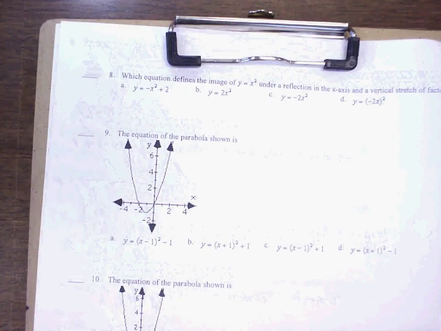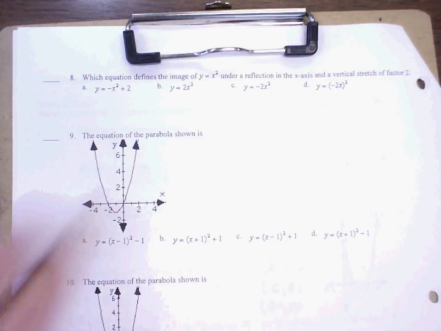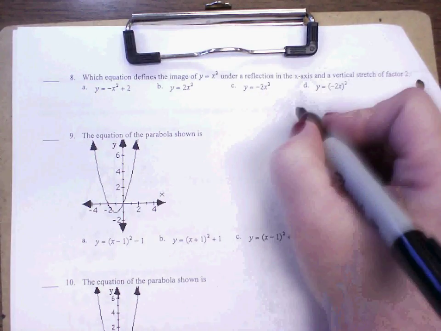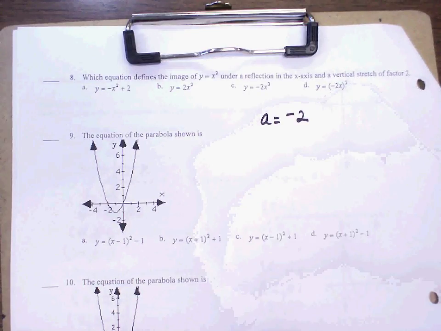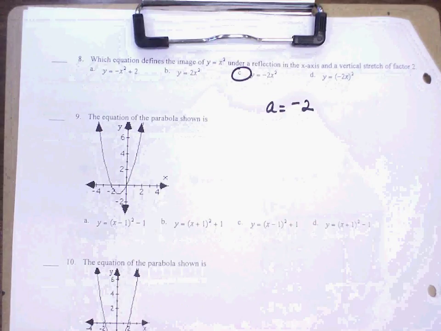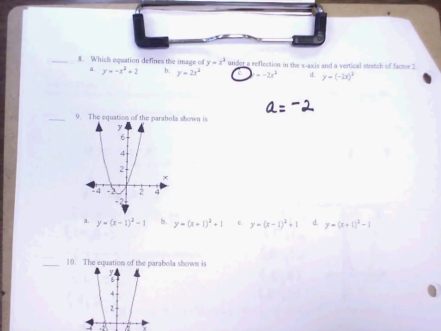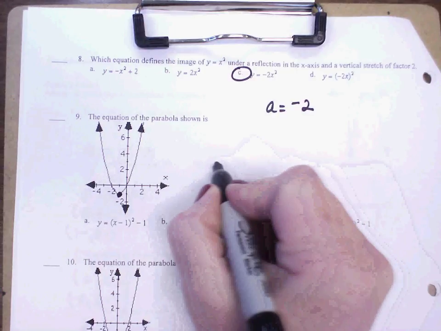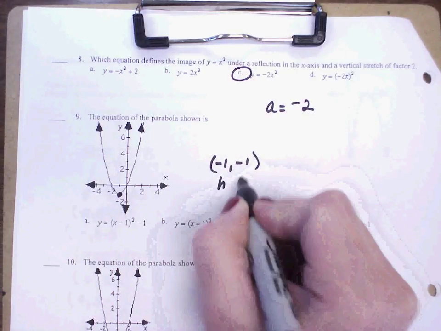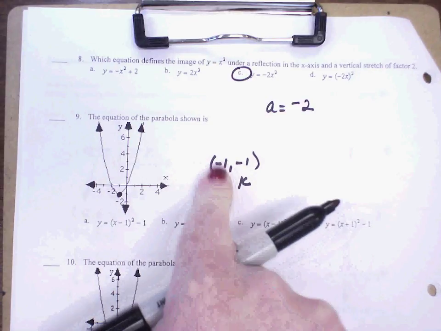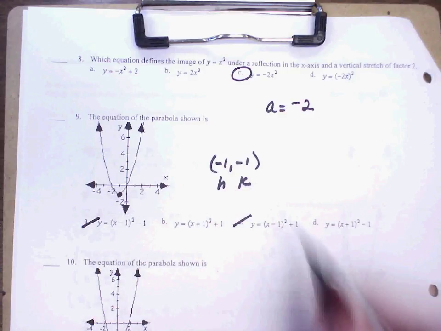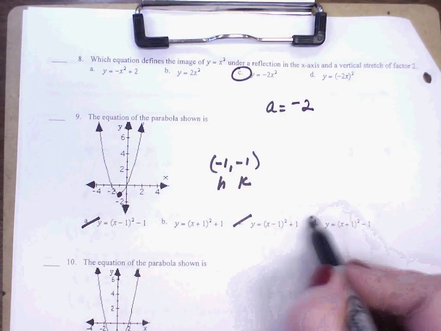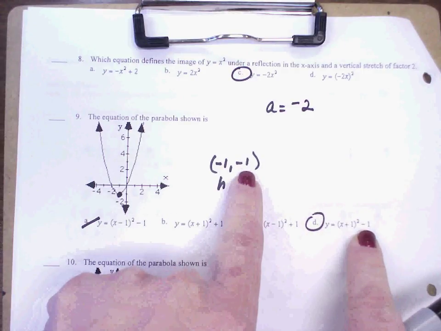All right, which equation defines y equals x squared under a reflection in the x-axis? So it should be negative, and a stretch factor of 2. So y equals negative 2x squared? Not a, but y. A equals negative 2. All right, vertex. Negative 1, negative 1. That's your H, that's your K. That negative 1 comes as plus 1. It's the opposite. So it's not A and it's not C. And it's D. It's D because you have K as a minus 1.